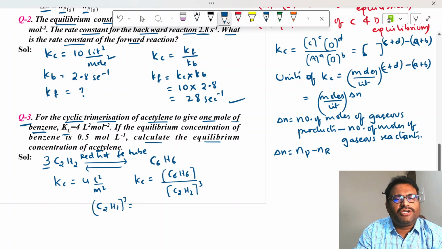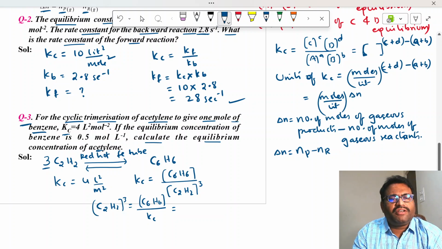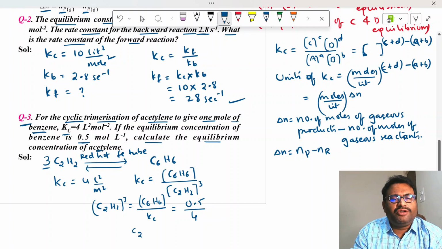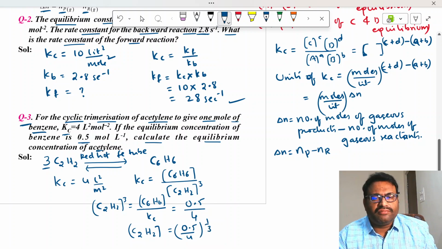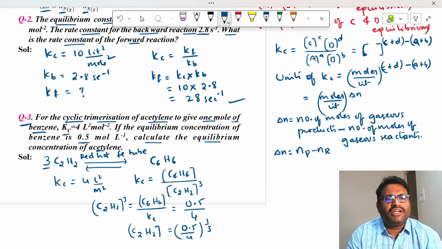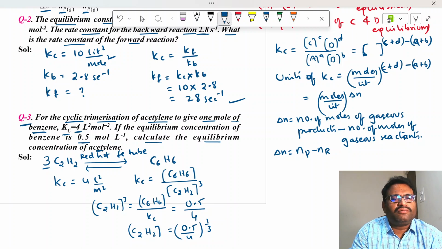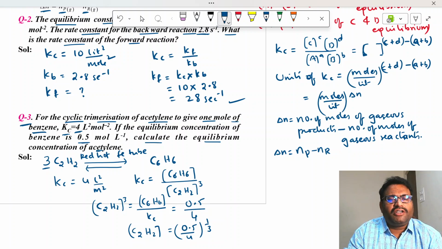C2H2 concentration is equal to C6H6 concentration by Kc. C6H6 concentration how much is given? 0.5 moles per liter. By Kc, how much is given? 4. Okay. Then you are asked only the C2H2 concentration. So what do you get? 0.5 by 4 whole power 1 by 3. Right? That is how we get the answer. Kc is given as 4, whereas benzene is given as 0.5. Then the concentration is in moles per liter.